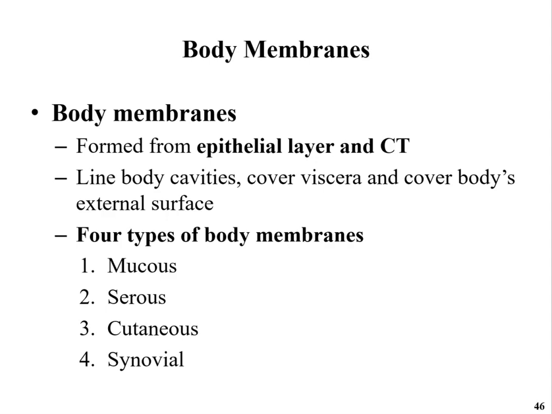Okay, body membranes. So what is a membrane? Well, a membrane is formed from an epithelial layer and a connective tissue layer. Membranes line body cavities, cover the organs, and cover the body's external surface. And there's 4 types of membranes to be aware of. The first is mucous membrane, second is serous, third is cutaneous, and fourth is synovial.